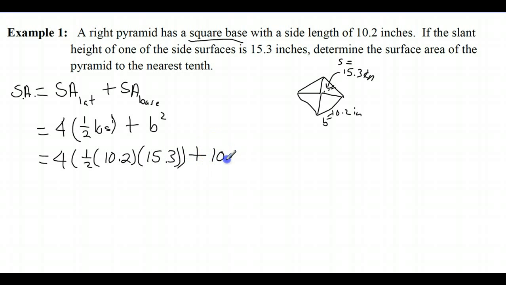plus b squared, it's a square base, so 10.2 squared. 4 times 1/2 is 2. We can just work this out. We've shown everything now. And to the nearest tenth, 416.2 inches squared, right? Square inches, because this is an area, right? An area is measured in square units.